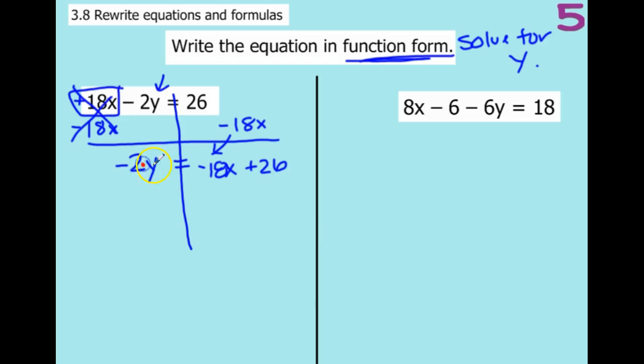And then last, the opposite of multiplying by negative 2 is dividing everything by negative 2. Make sure when you divide every piece. 2 negatives make a positive. 18 divided by 2 is 9x. Oops, this isn't positive, it's a negative because there's a negative there. 26 divided by 2 would give us 13.